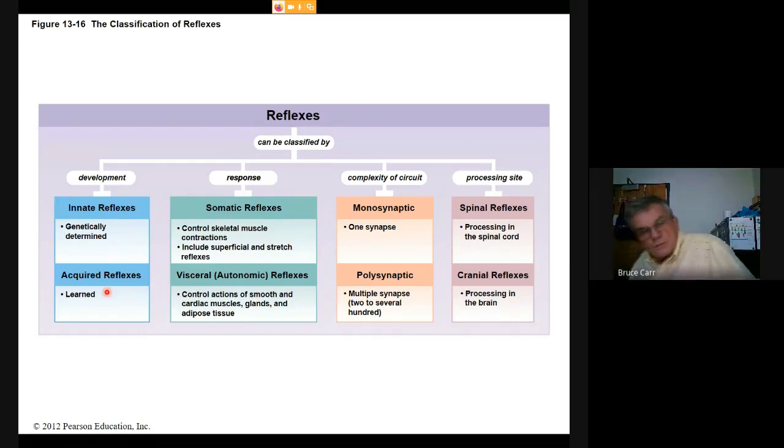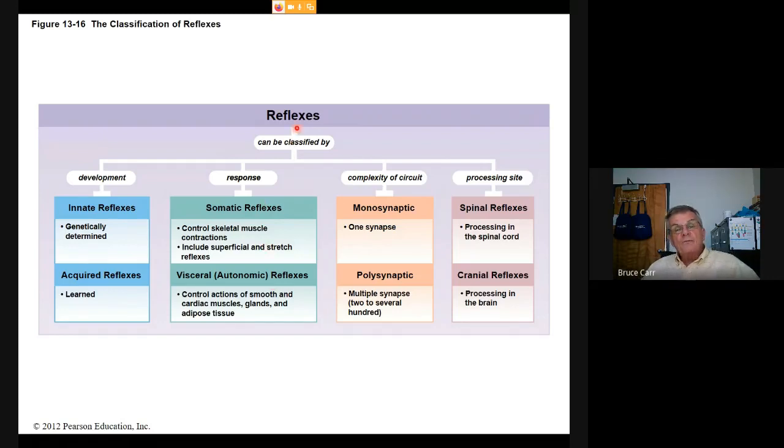We can classify them by response. Is it somatic? Is it affecting voluntary skeletal muscles? Is it involving superficial and stretch reflexes? Or is it visceral, autonomic? Are we regulating some smooth or cardiac muscles, glands, or adipose tissue? And that covers a lot of ground. Digestion uses smooth muscle and glandular secretions. The lungs use smooth muscle and also glandular secretions. The urinary tract uses peristalsis, and so on.